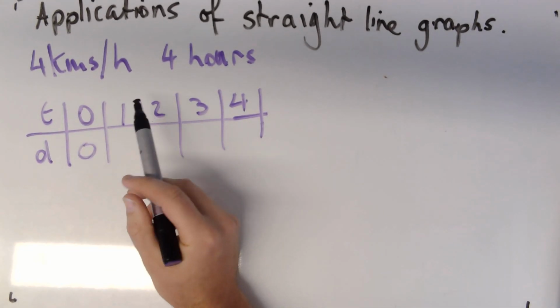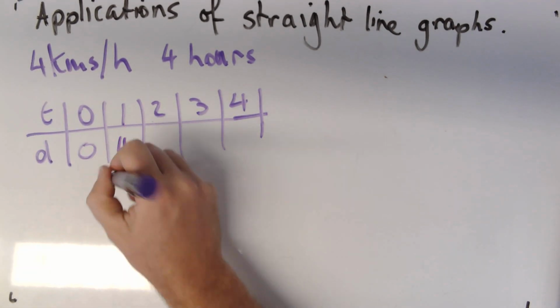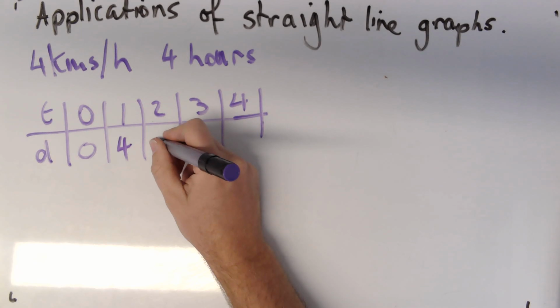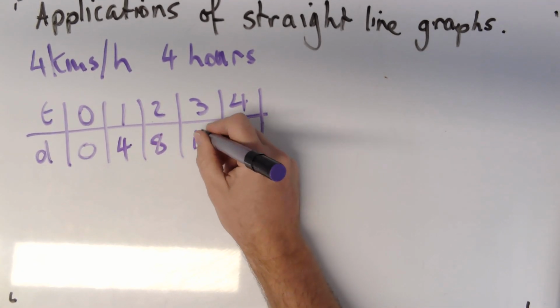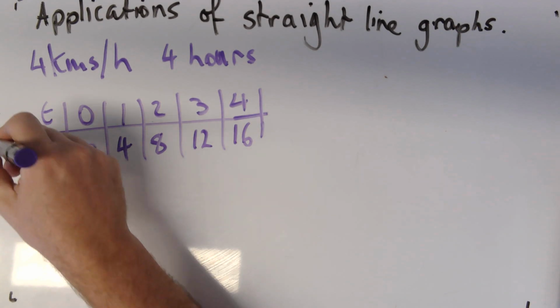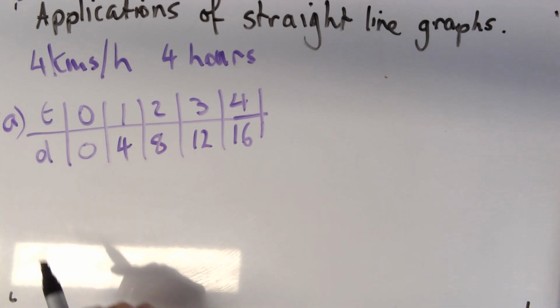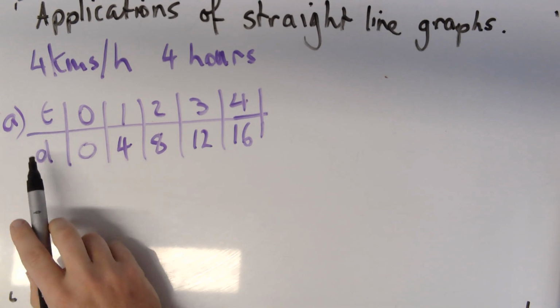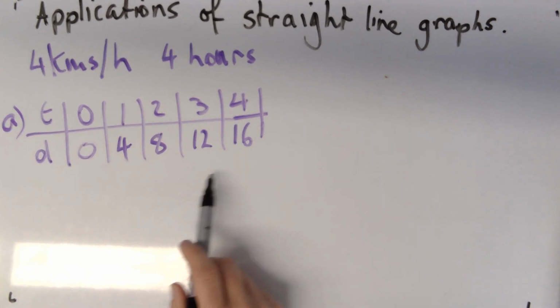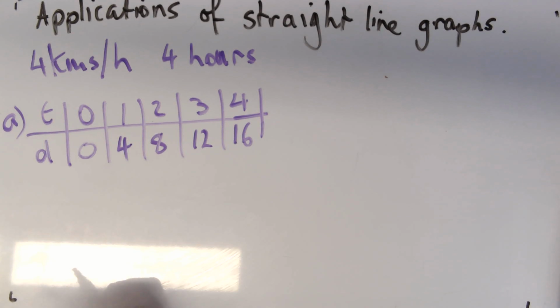Then after 1 hour, we've been walking at 4 kilometers an hour, so after 1 hour, we've gone 4 kilometers. After 2 hours, we've gone 8 kilometers. 3 hours, 12 kilometers. 4 hours, 16 kilometers. So that is part A. We've got our table. The most common and incorrect thing to do would be to have X and Y, because we've done tables of values like this in the past, but we've had X and Y. This time, now, the next part, we want to draw a graph.